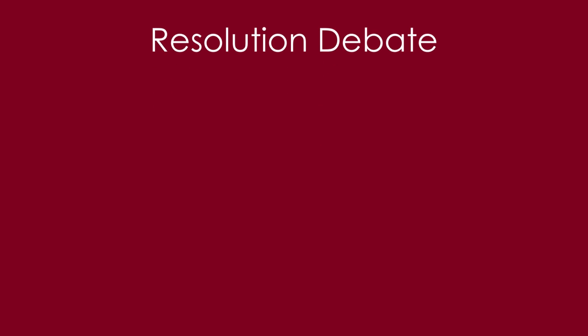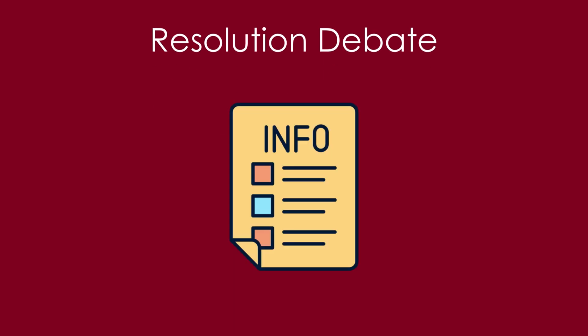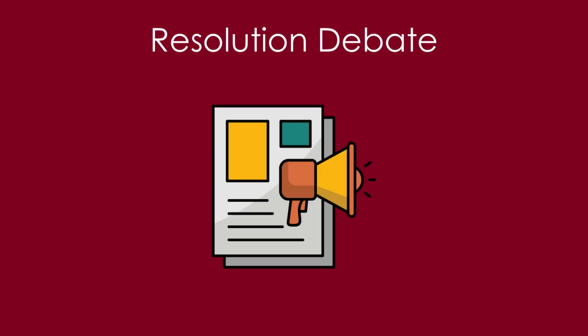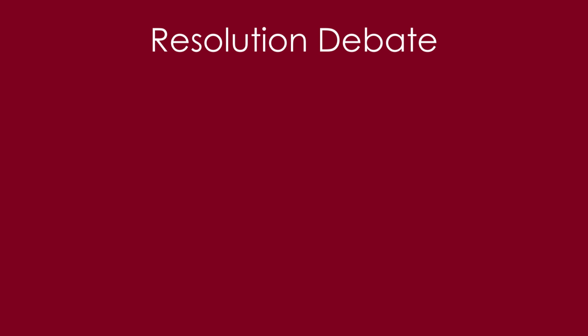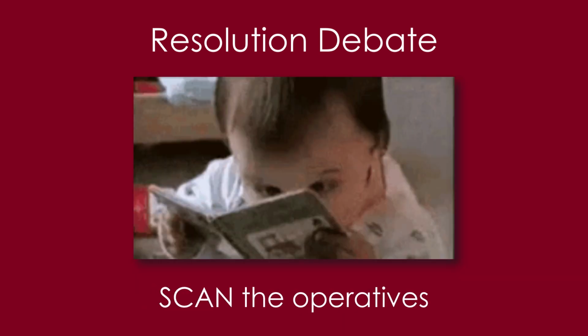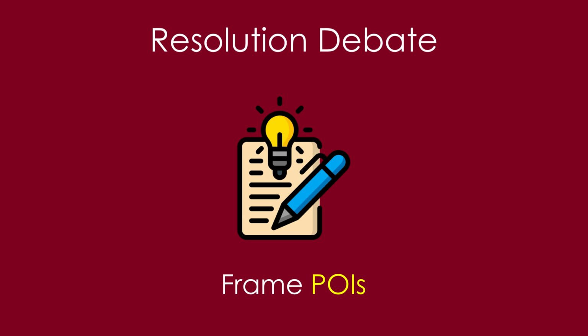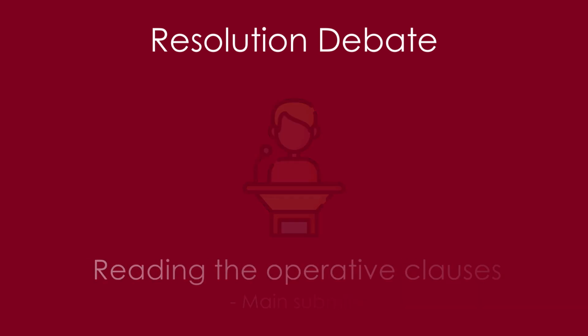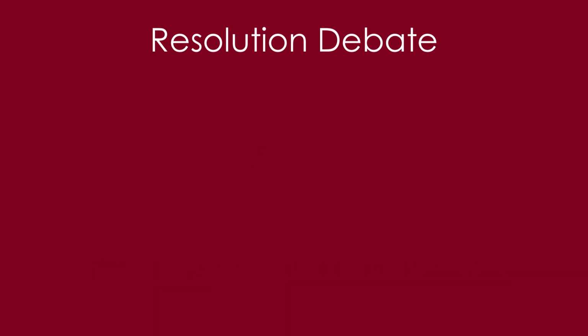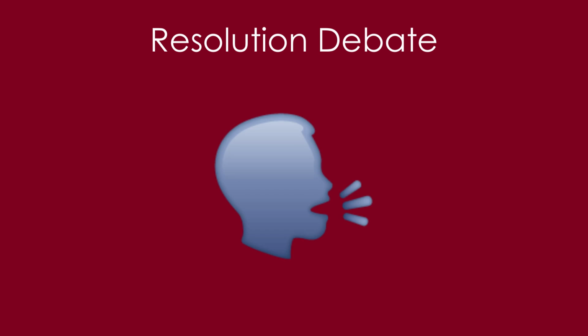Resolution debate in MUN is quite a structured, detailed, exhaustive, and formal process. It begins when the chair sets a reading time for the entire committee to go through the resolution. Delegates are expected to thoroughly go through the operative clauses at this time and frame POIs for the main submitter. Then, the main submitter is bid to the podium for them to read out the operative clauses. Following this is what we call the main submitter's first speech.